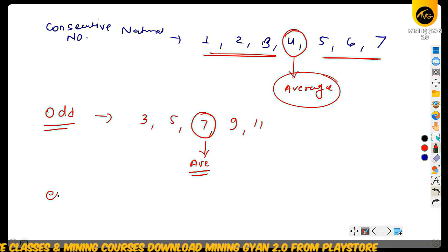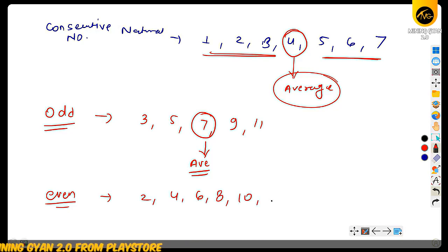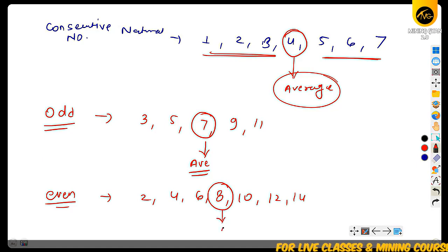And now suppose we have the even numbers. Now 2, 4, 6, 8, 10, 12 and 14. Now these are the 7 numbers. So what is the middle number? It's 8. Now the average of this even number series will be 8.